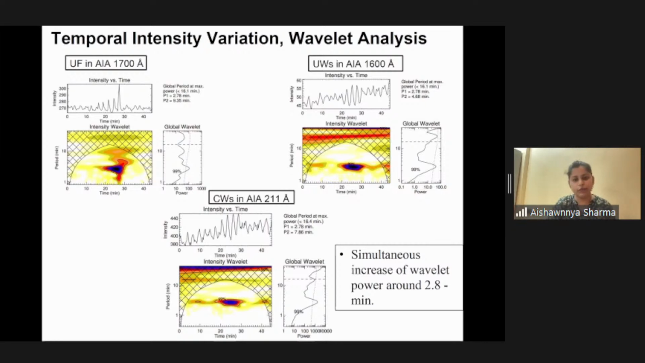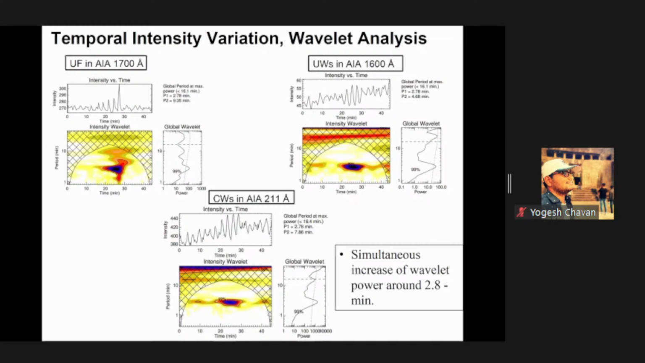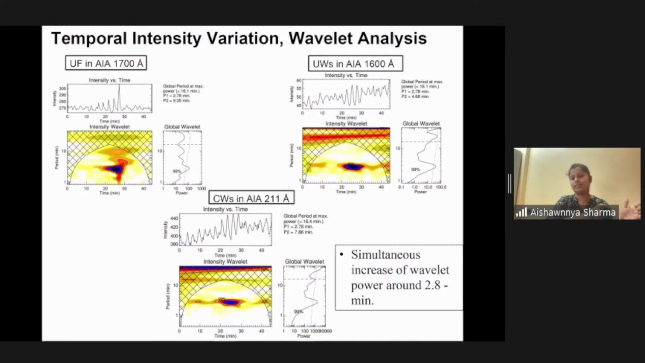And the corresponding wavelet plot we can also check. In between 20 to 30 minutes, there is an increase in power around 3 minutes. So from the wavelet analysis we have also found a simultaneous increase of wavelet power around 2.8 minutes, or I'm saying 3 minutes. So this means that whenever the flashes are happening, it's affecting the propagation of those umbral waves, which are radially propagating waves, and it is affecting the coronal outward propagating waves also. Next slide.